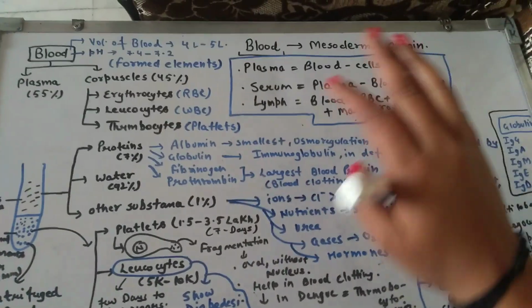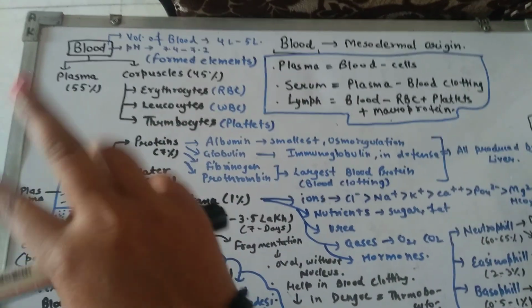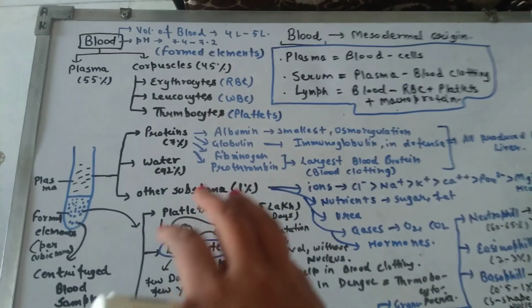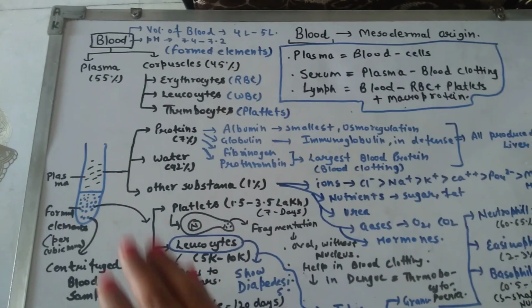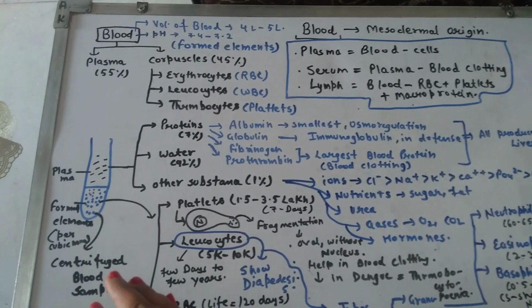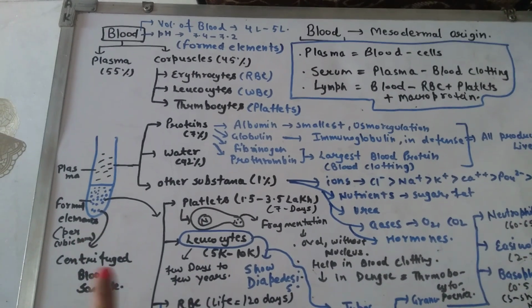Blood is mesodermal in origin. What are the three terms? That is plasma, serum, and lymph. What are the components of blood? Plasma and corpuscle. Corpuscle is called the formed element. Basically, corpuscles are further divided into RBC, WBCs, and platelets. What is the fraction of plasma and formed element? 55% plasma, and formed elements are 45% per cubic mm of blood.